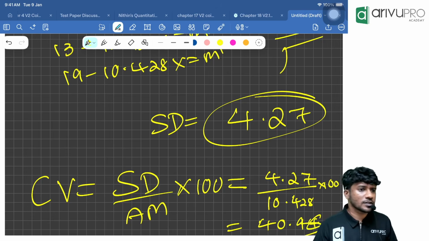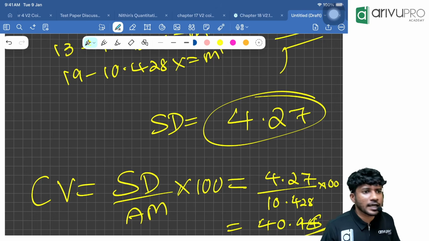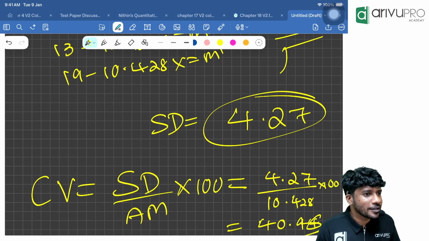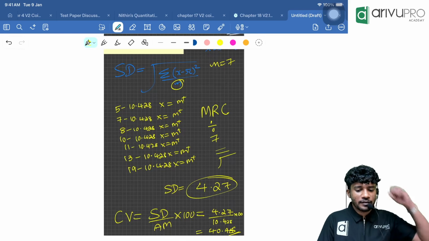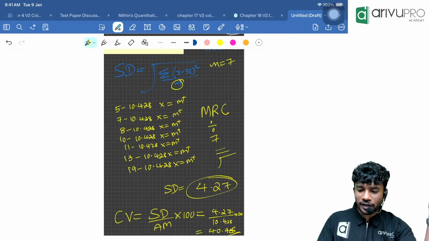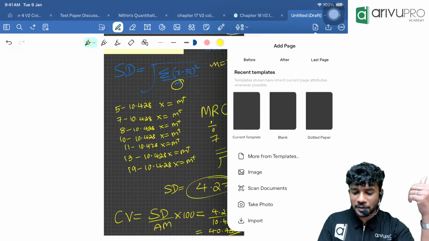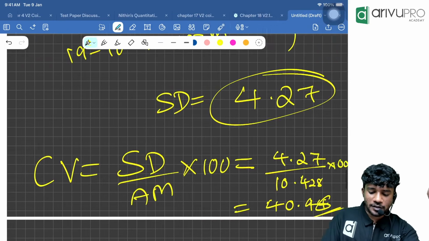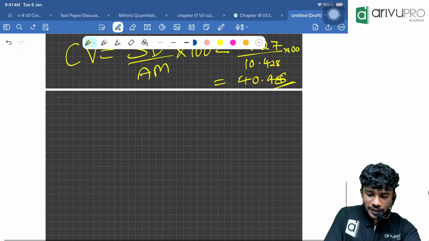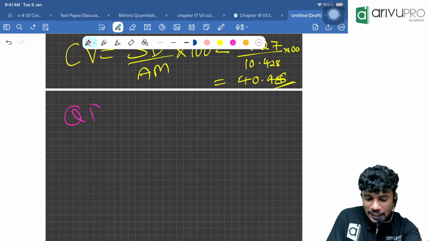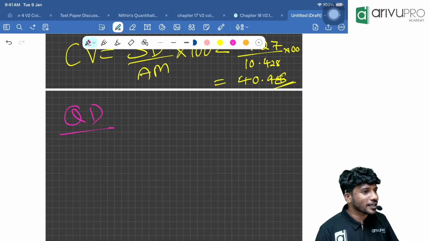No, 946 or something you are getting. Okay, 40.9 something you are getting. Done now? Okay. So, we have done standard deviation and coefficient of variation. Then who is the remaining one? Yes, quartile deviation. Correct? Quartile deviation is the last one.